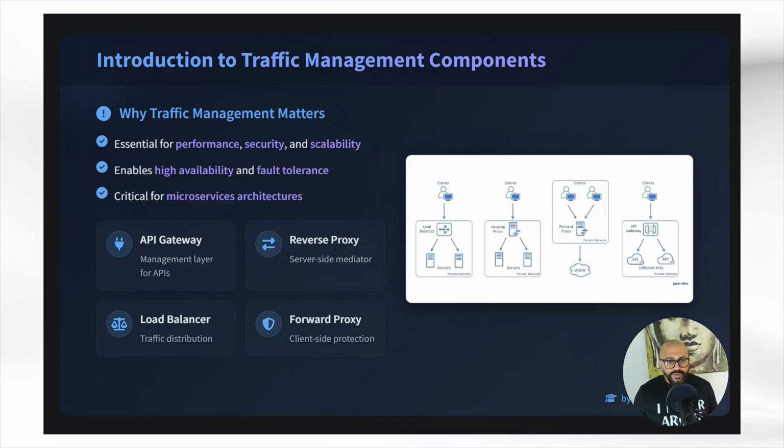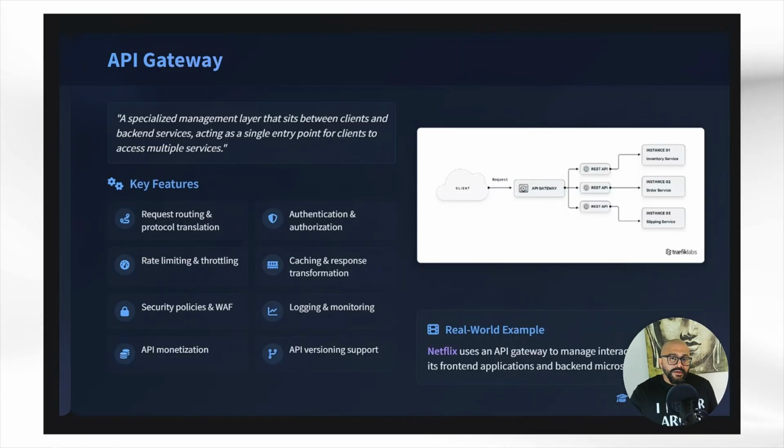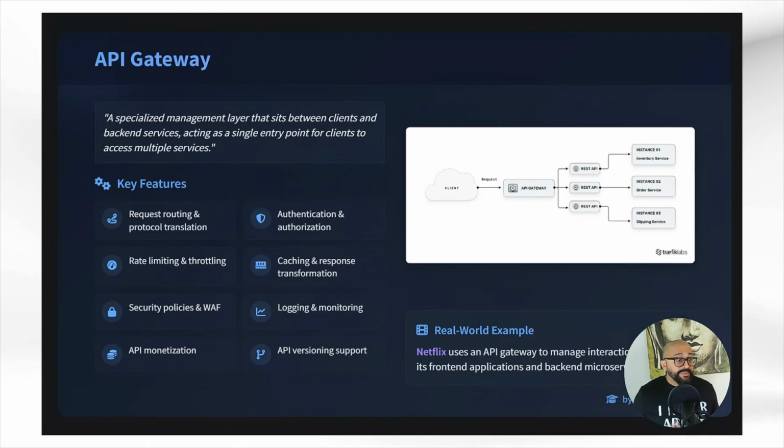Now, that's where these components come in. They're like the traffic controllers, highway systems, and security checkpoints of our digital infrastructure. Throughout this session, we'll explore how each one of these components works, what problems they solve, and how they fit together to create a robust, efficient, and secure system. So let's start with the API Gateway.